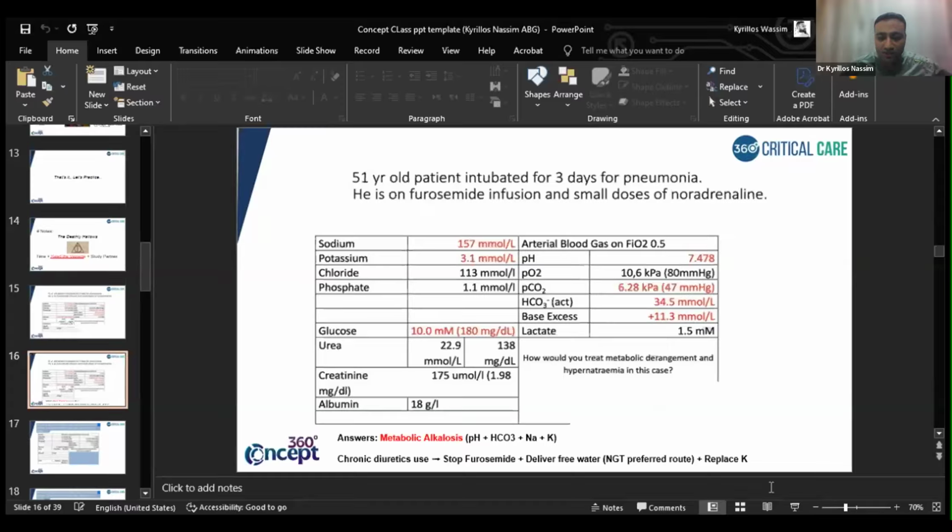In every exam, they will not ask you about what is happening. They will ask you what is the next step. They need focused answers like stop furosemide, deliver free water in the nasogastric tube, its preferred route, and replace potassium. Every word of these answers is of important value for the examiner. So you must have awareness of the time of examination. Let's go to the next question.